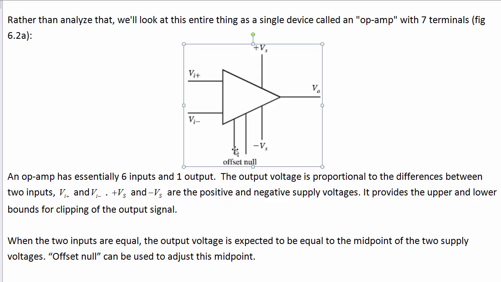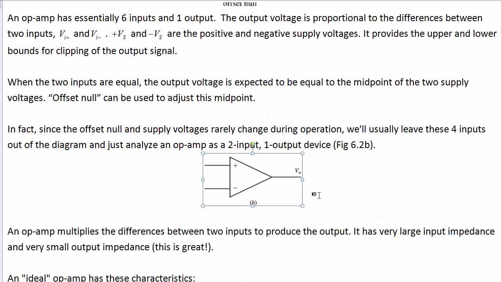We'll say that we're not setting an offset with offset null, and we've got the supply voltage fixed. We're not changing that as the circuit's operating, so we'll simplify this even further and look at it as a 2 input, 1 output op-amp.